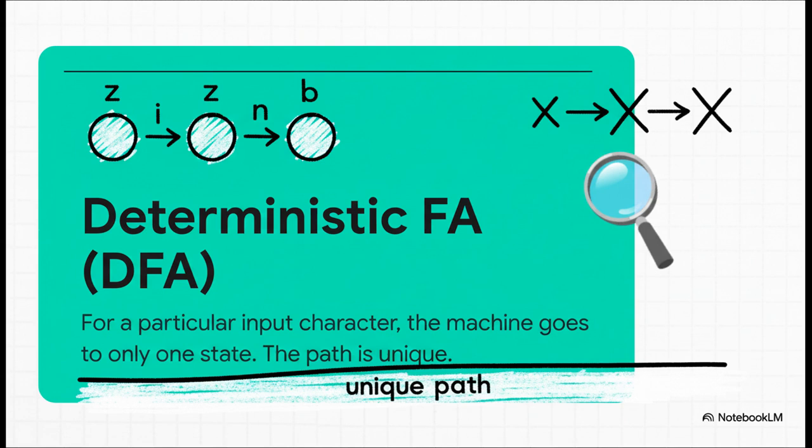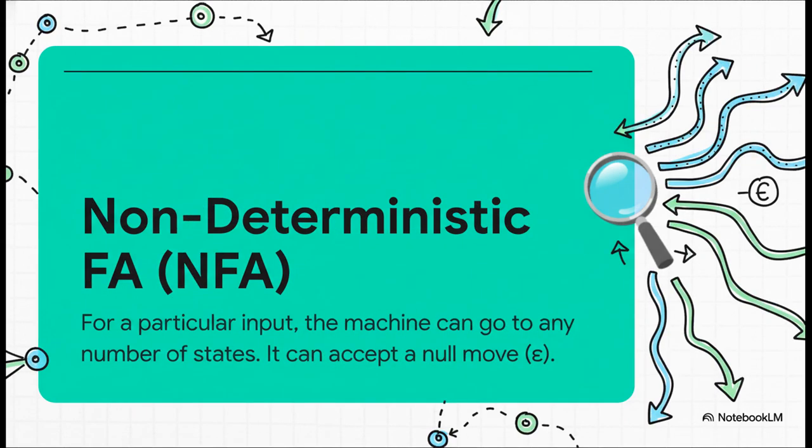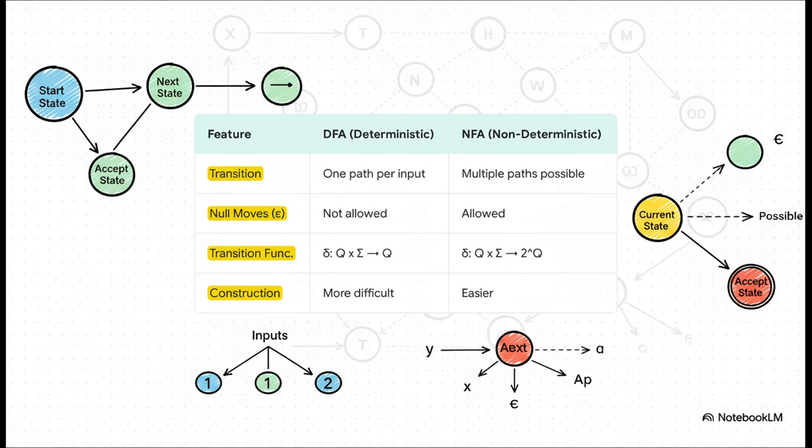There's 0 uncertainty. Now, with a non-deterministic FA, or NFA, things get a little more interesting. For a given state and input symbol, the machine might have multiple options for where to go next. It's like it can explore several paths at the same time. This flexibility often makes NFAs way easier to design, even though they're more of a theoretical tool. This table is a fantastic summary of the differences, perfect for your notes.